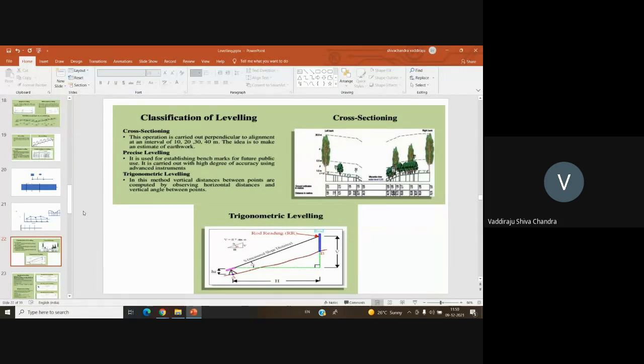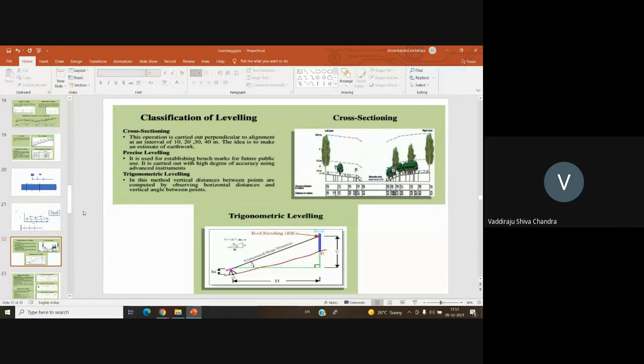And precise leveling is used for establishing benchmarks for future public use. It is carried out with a high degree of accuracy using advanced instruments. So not only leveling operations, any civil engineering surveying is completely dependent on the amount of accuracy you need to get. And the accuracy is completely dependent on project cost.